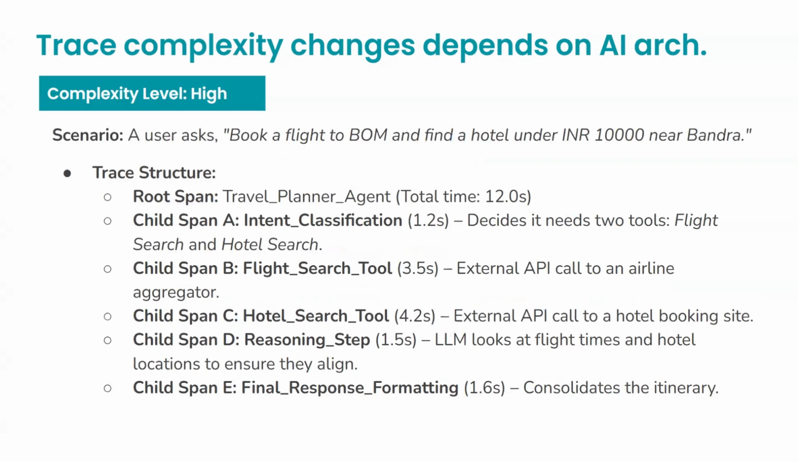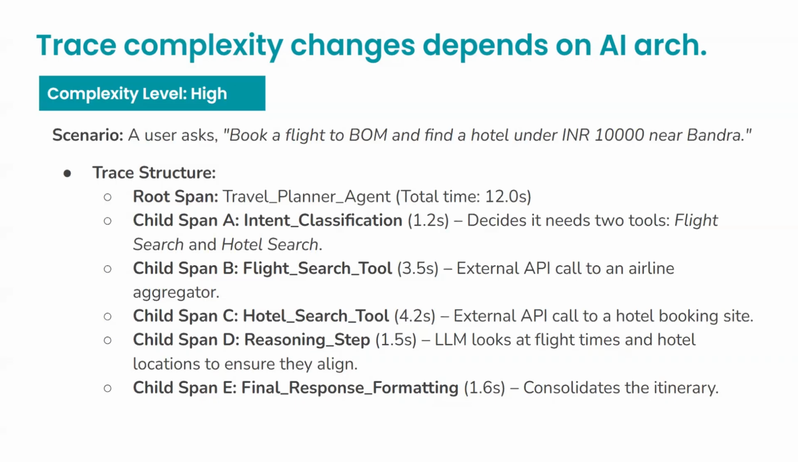Now let's look at what a high complexity AI system looks like. This is where we move from a simple pipeline to something that behaves more like an agent. Here's the scenario. A user asks, book a flight to Bombay and find a hotel under 10,000 rupees near Bandra. This is no longer a single task query. It's a multi-intent request involving flight search, hotel search, and coordination between the two. So naturally, the trace becomes significantly more complex.